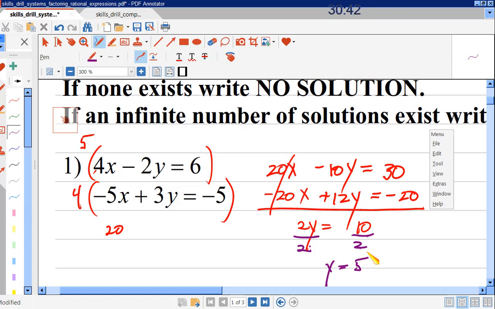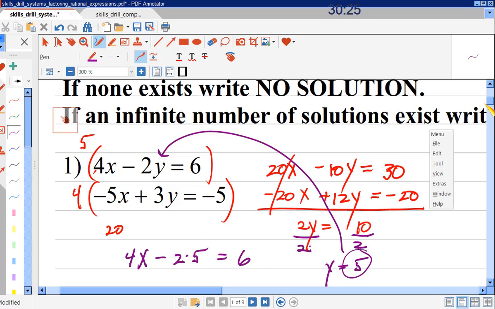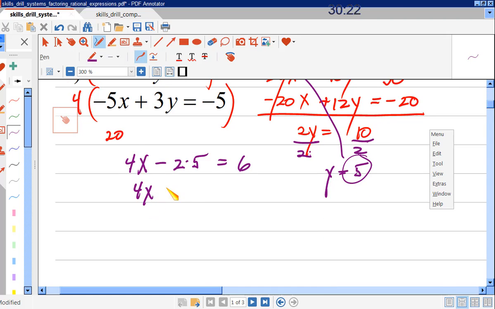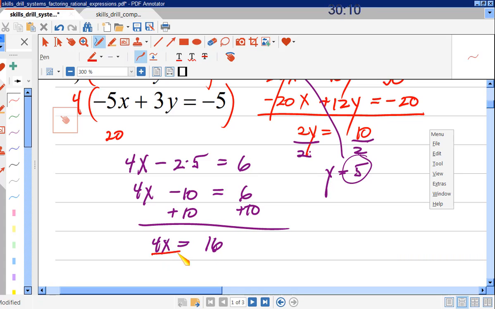To find the x value, I need to take that and substitute it back into one of the original equations and solve for x. Now, it doesn't matter which one, as long as you do one of them. So I'm going to do the first one. I get 4x minus 2 times 5 equals 6. Okay, so that would be 4x minus 10 equals 6. I'm going to add 10 to both sides of the equation. I'm going to get 4x equals 16. And now I'm going to divide by 4, and I get x equals 4. Now, that means my solution is 4, 5.